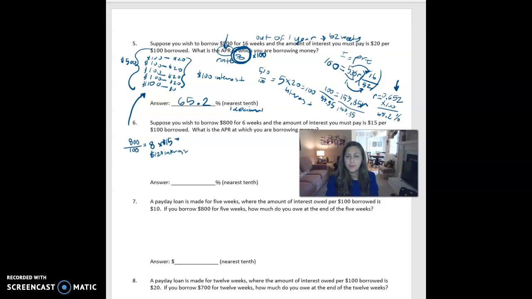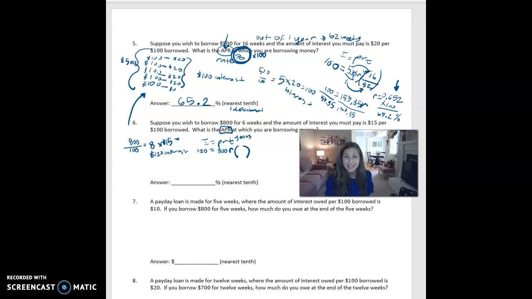Well, again, we're looking for the annual percentage rate. We are looking for a percent. So you're going to put in, this is your basic I equals PRT, just like the previous example, where you need to earn $120 in interest. We're going to put in $800. We do not know our rate, so I'll just put an R. And time has to be in terms of 1 full year. Time must be in years. This is very, very important.